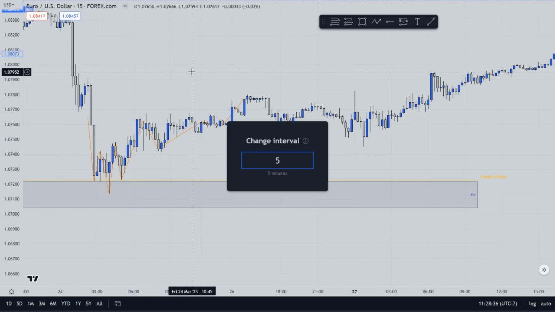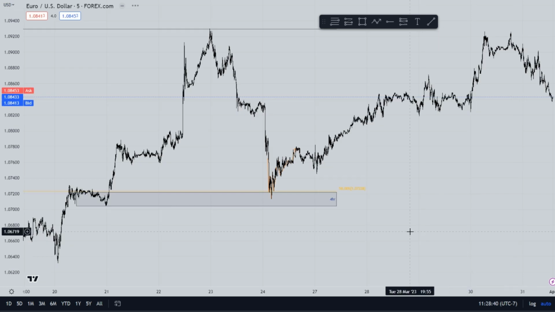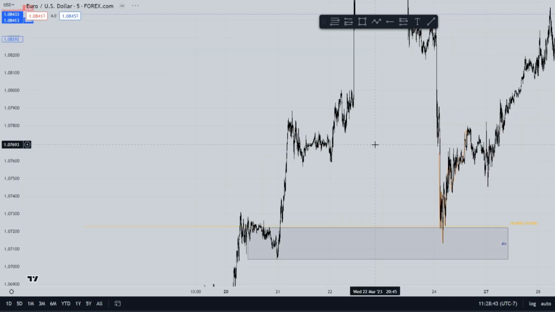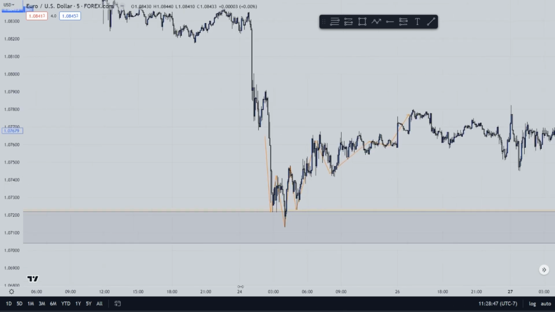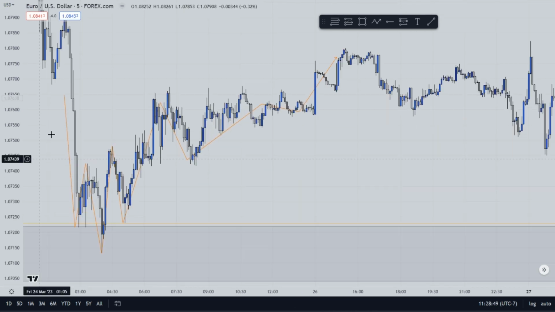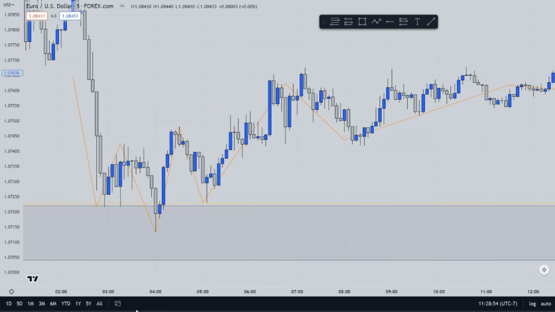So I'm gonna drop to my 5 minute because it shows more, it's more precise. And this is where I actually use my demand zone. I used it on the 5 minute. It's rare because price usually never tests the 5 minute demand.